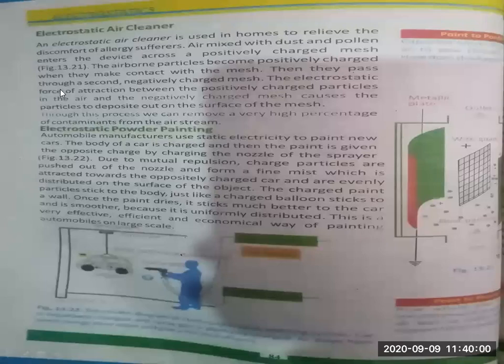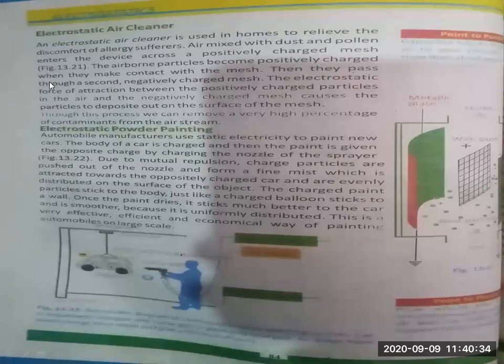Then they pass through a second, negatively charged mesh. The electrostatic force of attraction between the positively charged particles in the air and the negatively charged mesh causes the particles to deposit on the surface of the mesh. So they enter from here and exit from here. Positive charge and negative charge attract each other.